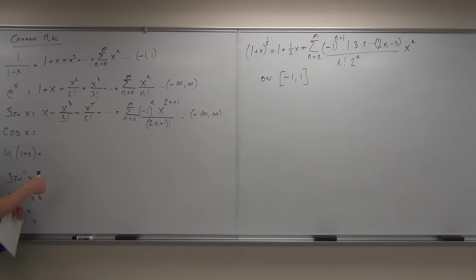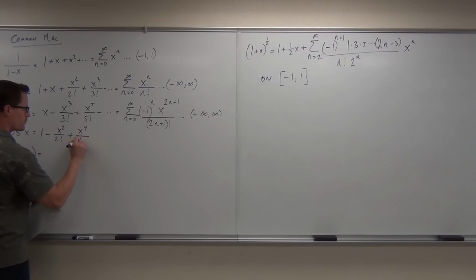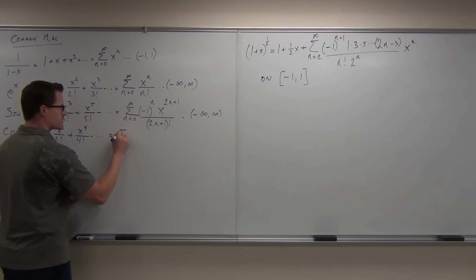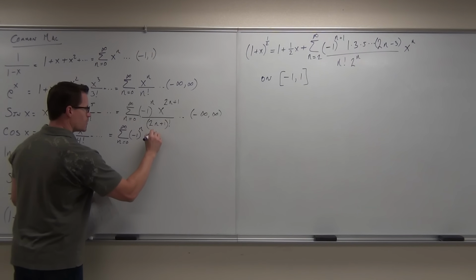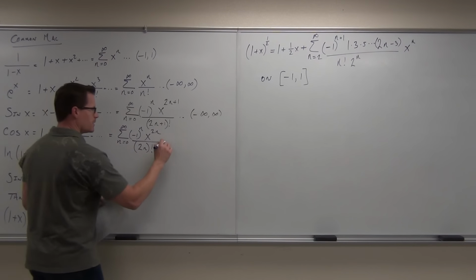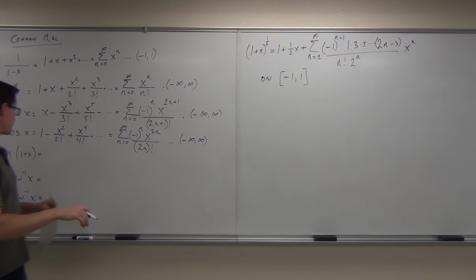Cosine. Cosine was really easy. Same thing. Cosine was just the derivative of sine. 1 minus x squared over 2 factorial plus x to the fourth over 4 factorial minus blah, blah, blah, blah. We said, hey, it's still alternating. It's now x to the even numbers over even numbers factorial. And it converged from negative infinity to infinity. Oh, that's the last thing we did. That's right.